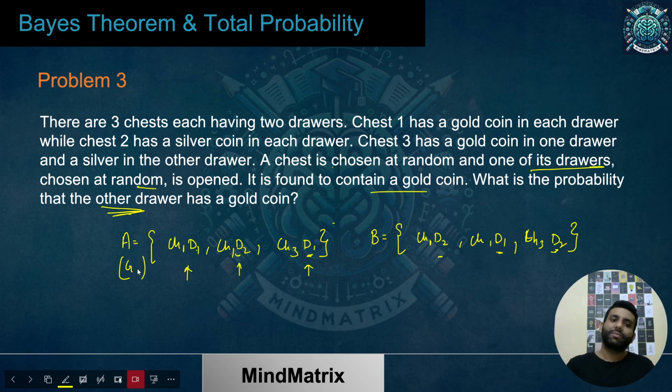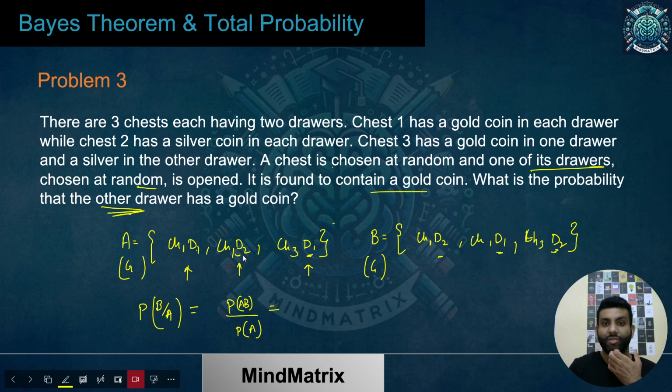Now A represents these containing a gold coin, and B means these containing gold coins. A represents that my gold coin is present in these which were picked up first, and B represents a gold coin when these were picked. Now what do we need to calculate? We need to calculate P of B given A. This is P of B intersection A, divided by P of A. What is the intersection? The intersection of both of these would be CH1 D1 and CH2 D2, the common elements.